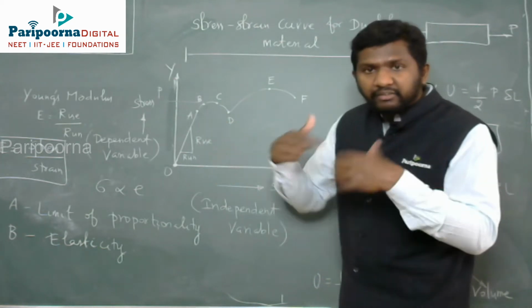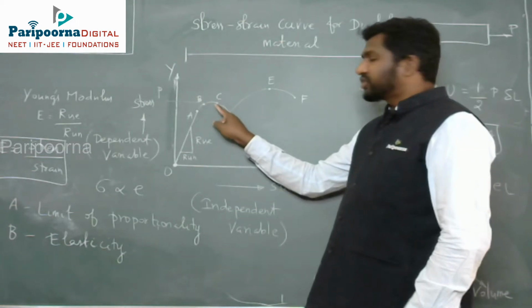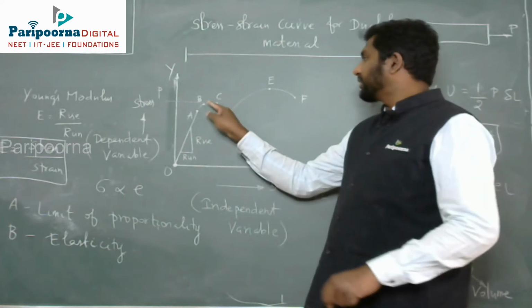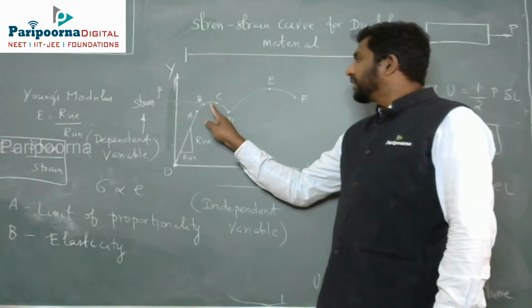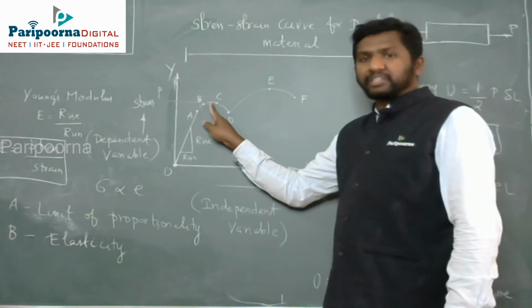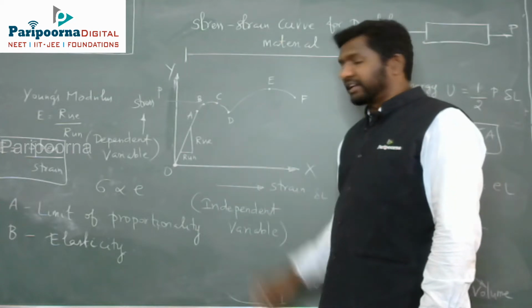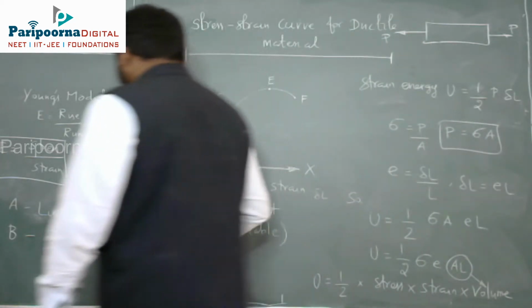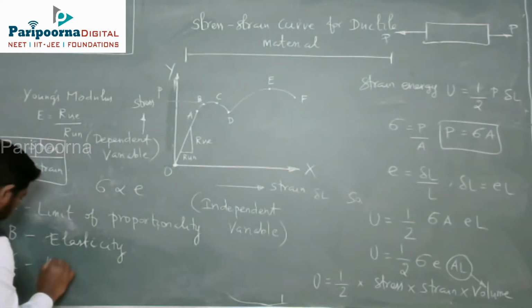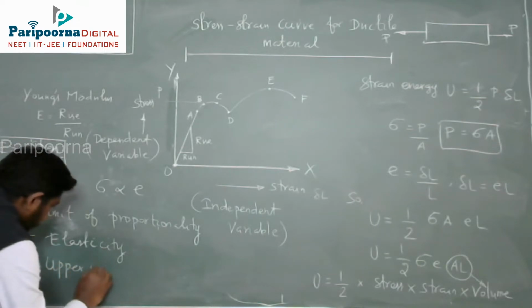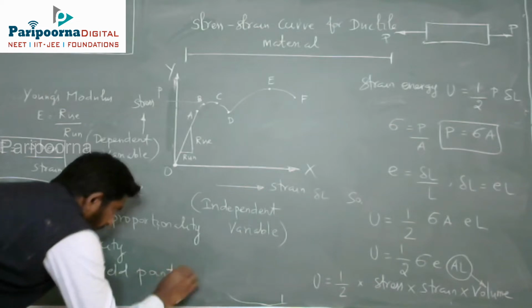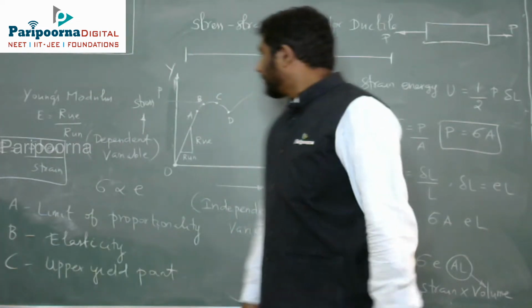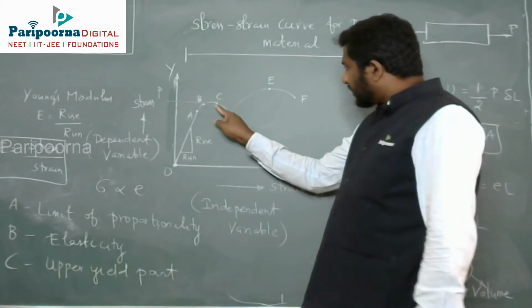So it is already severely stressed. So for the constant load or small increase in load, there is a considerable deformation. So the material is behaving like plastic material. This is the plastic region. And the stress at point C is the upper yield point. Now, if you look at the curve, it is coming down.